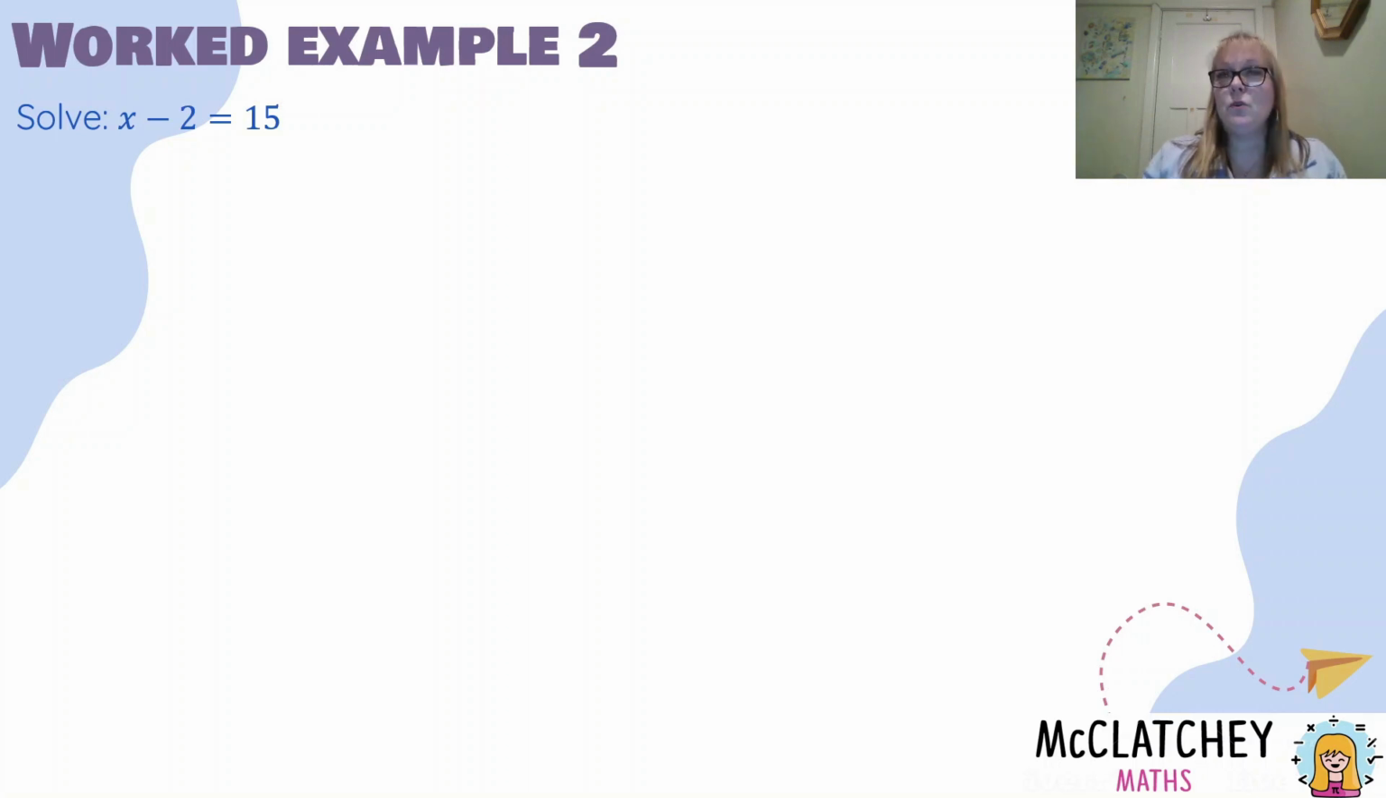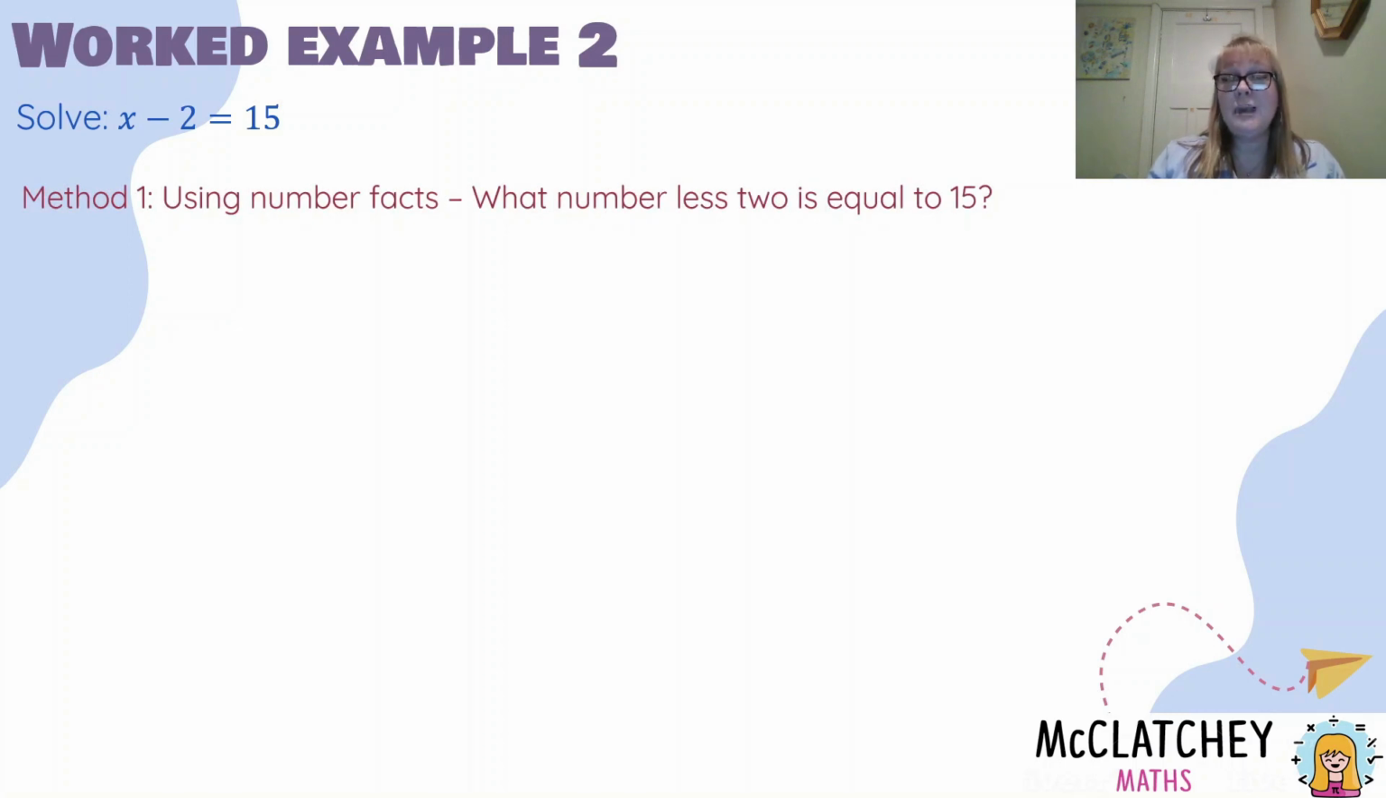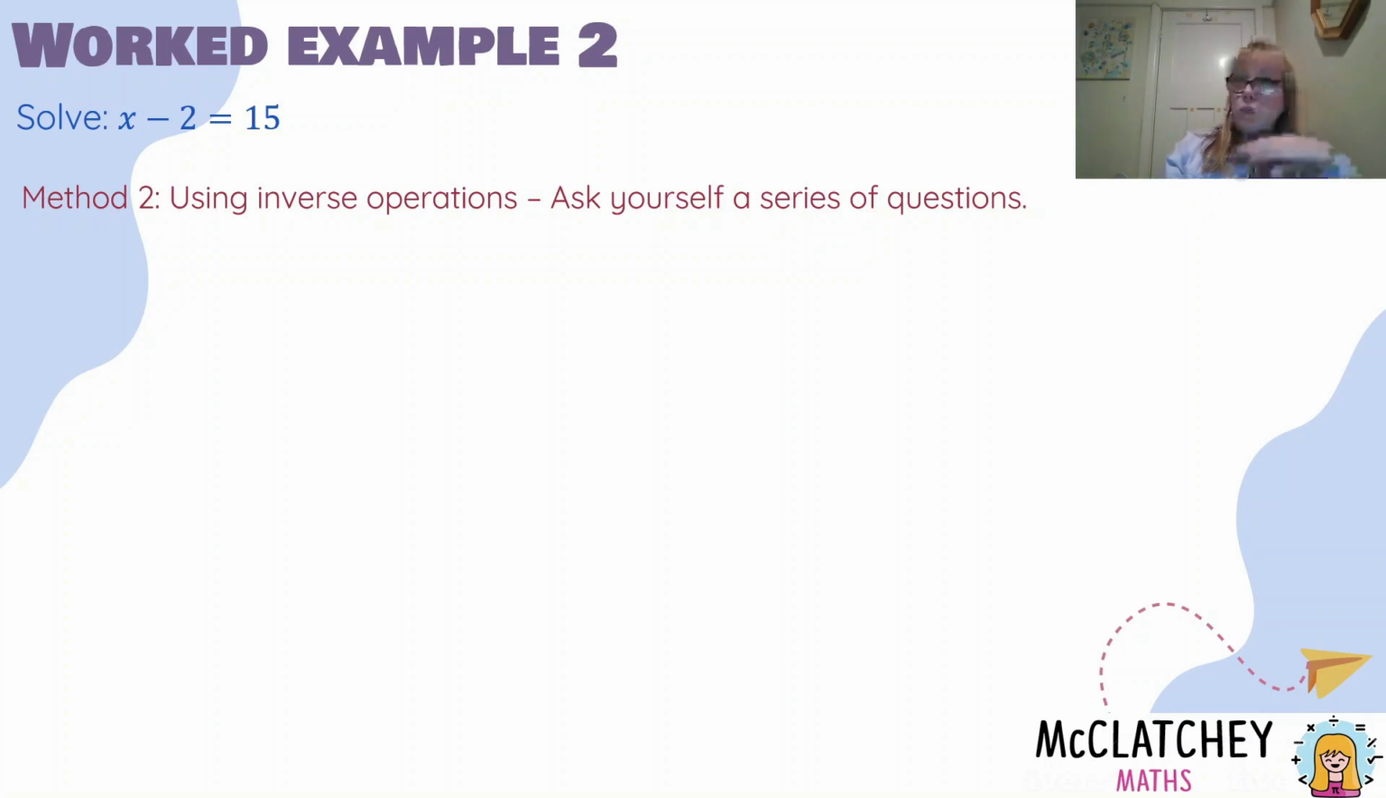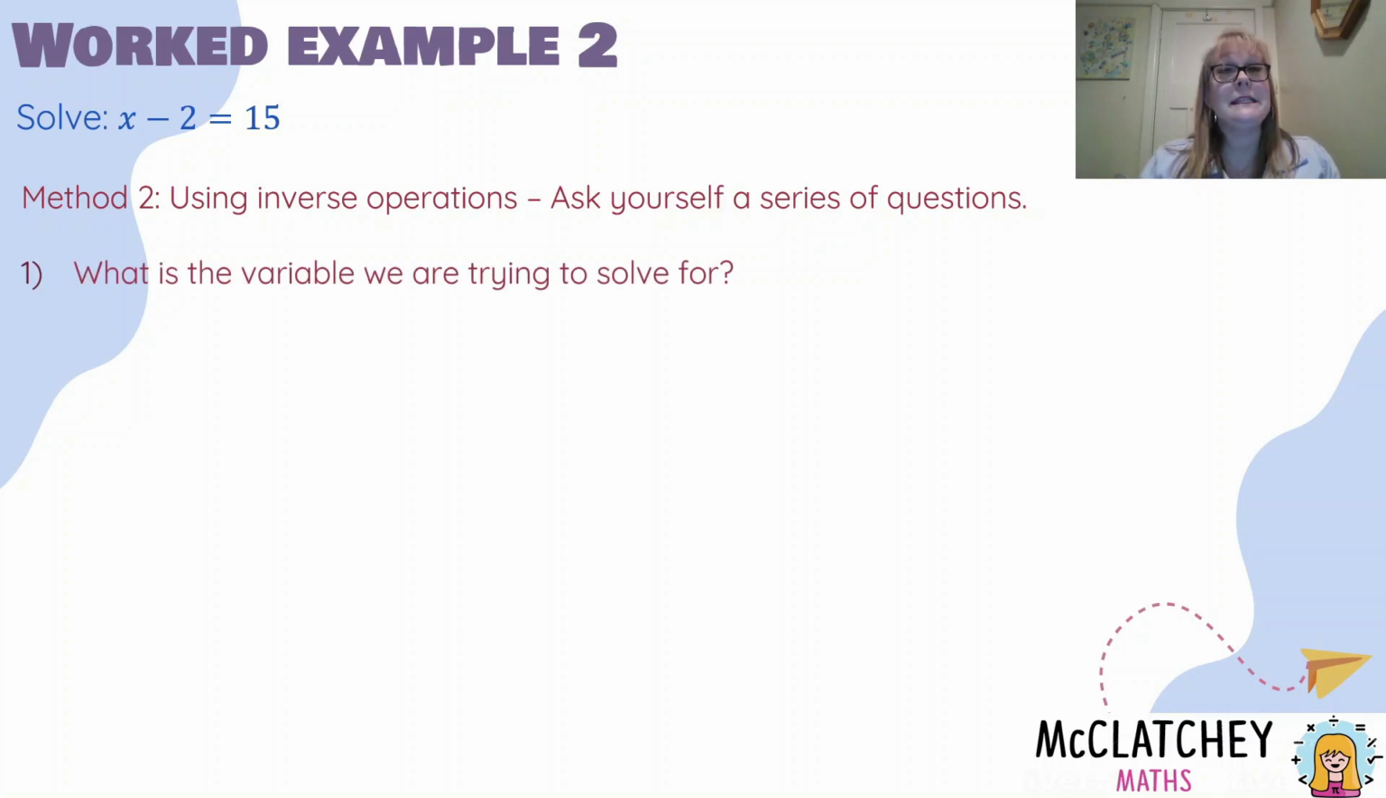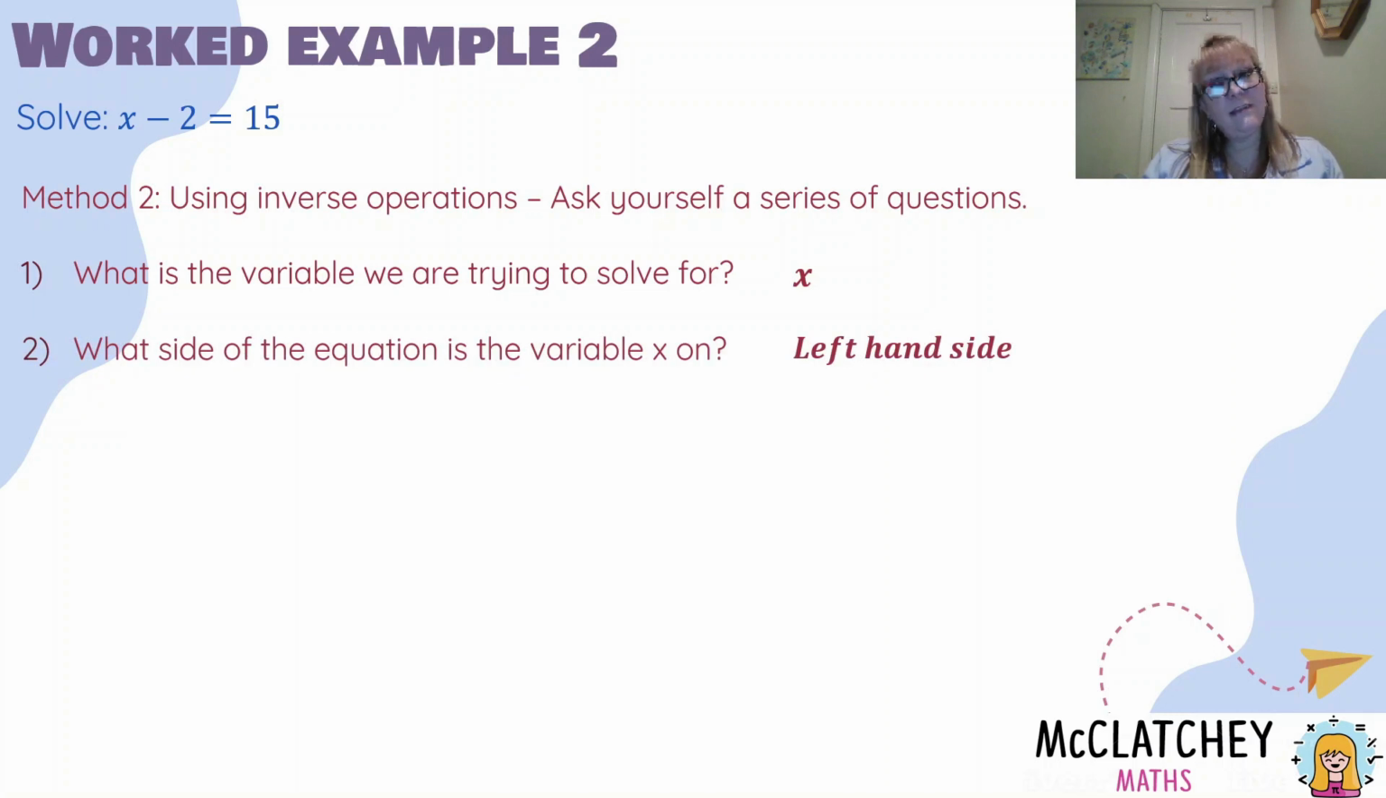Worked example 2 is also a one-step equation, but this time it's a little bit different. We've got subtraction. Once again, you could use your number facts and ask yourself what number less 2 or take away 2 is going to give you 15. And if you can work that out in your head, you would know it's x equals 17. However, I want you to get good at asking yourself the questions. So the first question is, what letter are you trying to solve for? What's the variable? It's the letter x. And what side is it on? It's on the left-hand side.